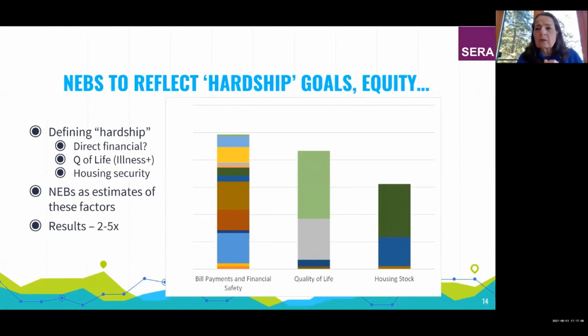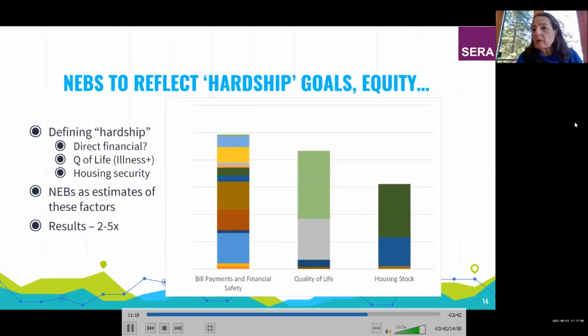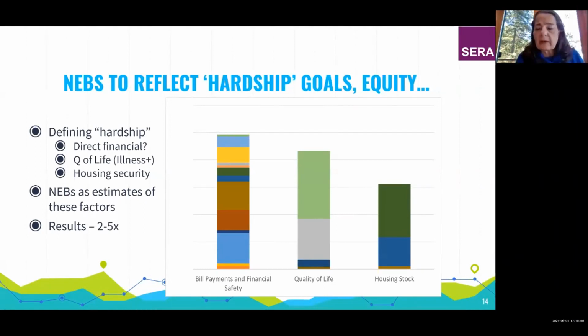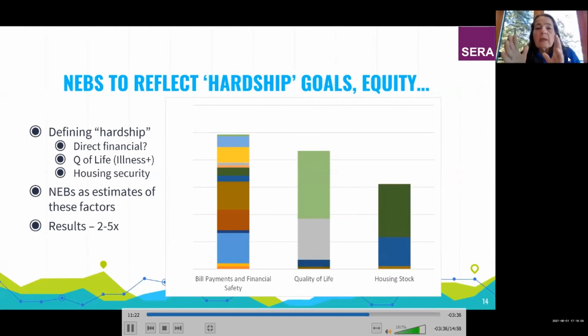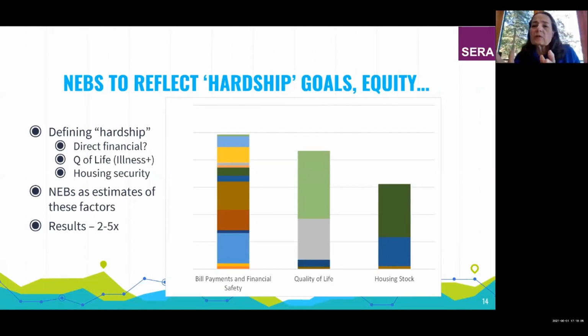Well, it depends on what definition your program or your policies assign to hardship. Does hardship mean direct financial benefits? Is it really about bill payment improvements, or is it about direct financial savings? Does it also include a quality of life indicator, things like lowering illness incidences and so on? Is it something about housing security? If so, we might have one or more of these different stacks of benefits in the equation.